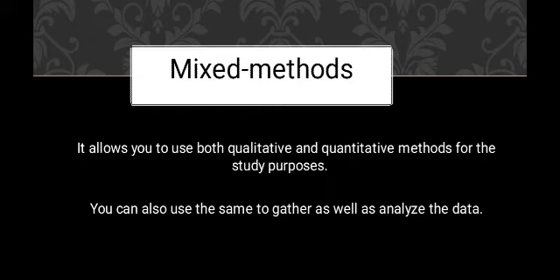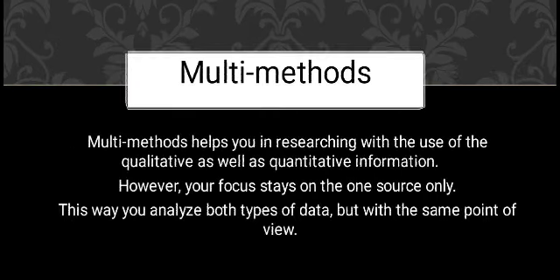Next method in the fourth layer of the research onion is mixed method. It allows you to use both qualitative and quantitative methods for the study purposes. We can also use the same together as well as analyze the data. It is possible when you combine both these methods, you can offset the limits of these methods. Multi-method. Multi-method helps you in researching with the use of the qualitative as well as quantitative information. However, your focus stays on the one source only. This way, you analyze both types of data but with the same point of view.